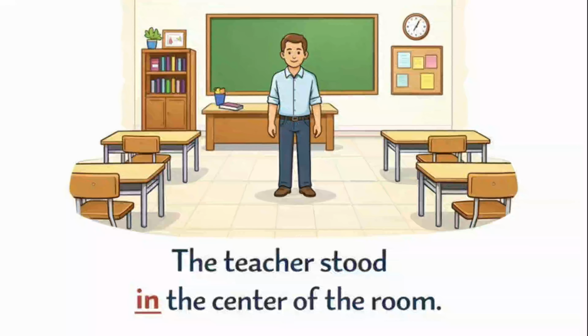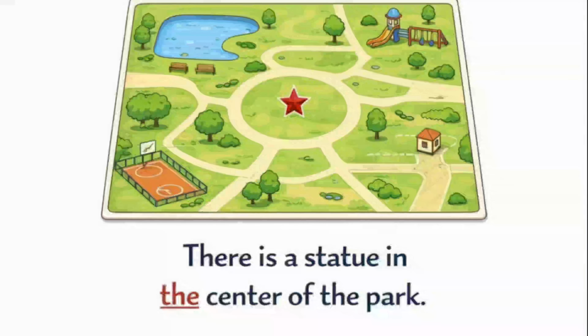Now, let's look at a people example. The teacher stood in the center of the room. This shows equal distance from all sides. Let's move to directions. There is a statue in the center of the park. This helps people find it easily.